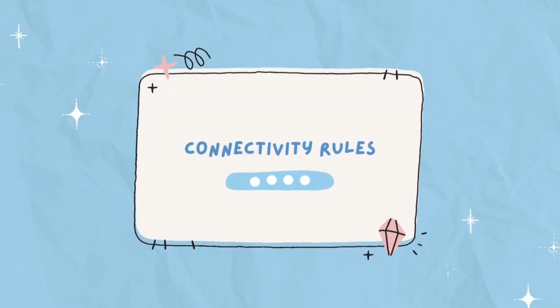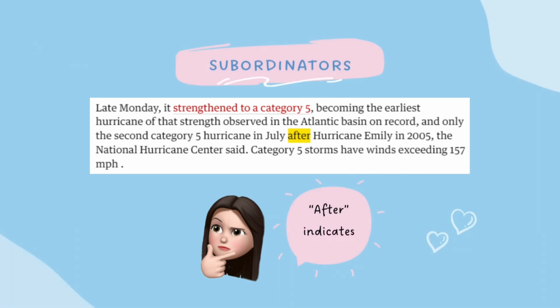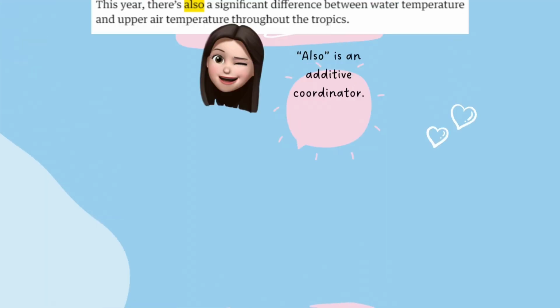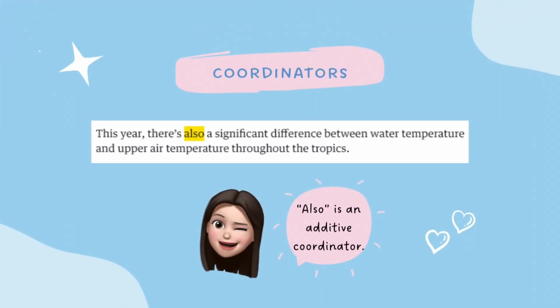Regarding connectivity rules, this text contains the use of subordinators such as "after," which indicates time. Then, we have the use of coordinators in this text. In this example, "also" is used as an additive coordinator.